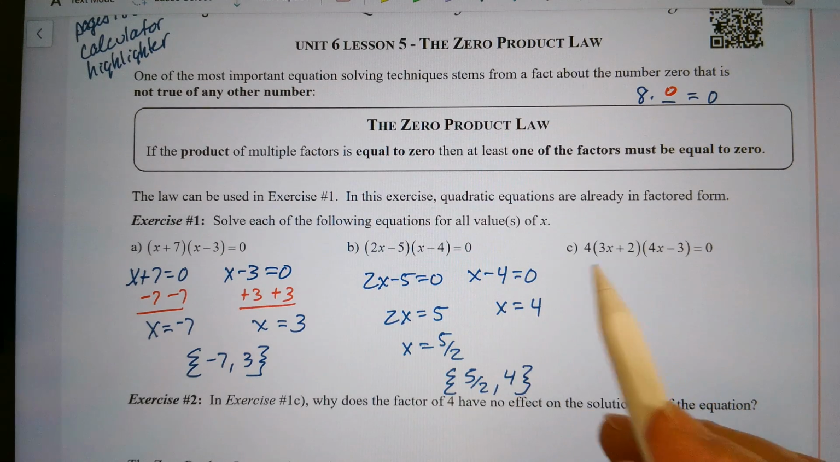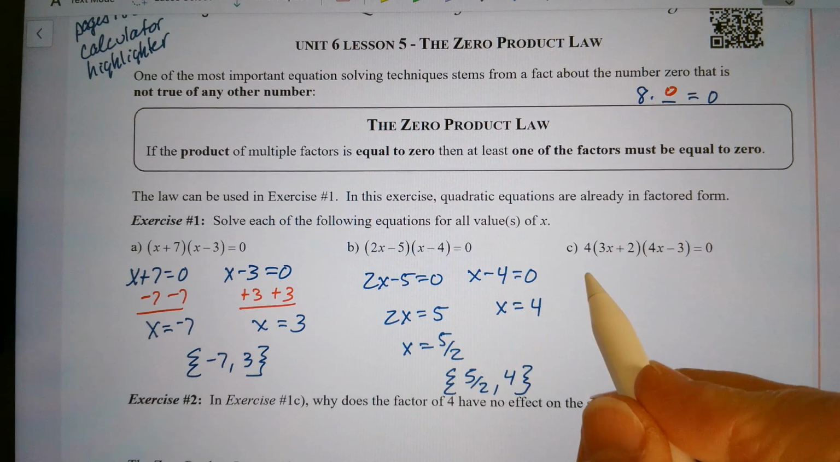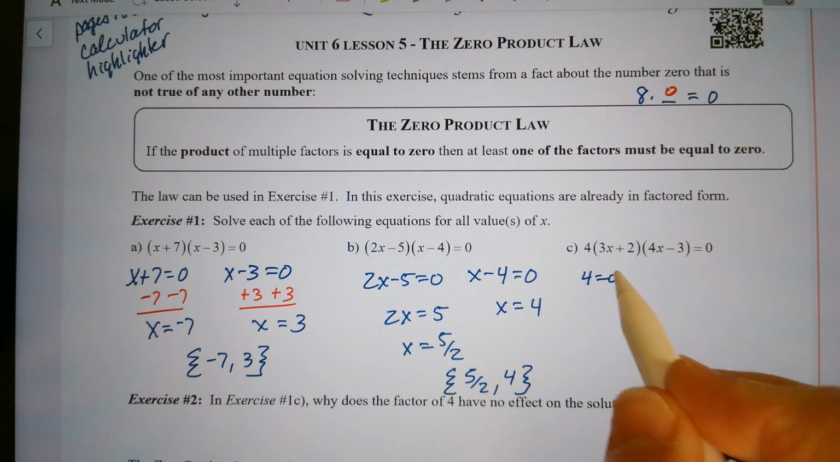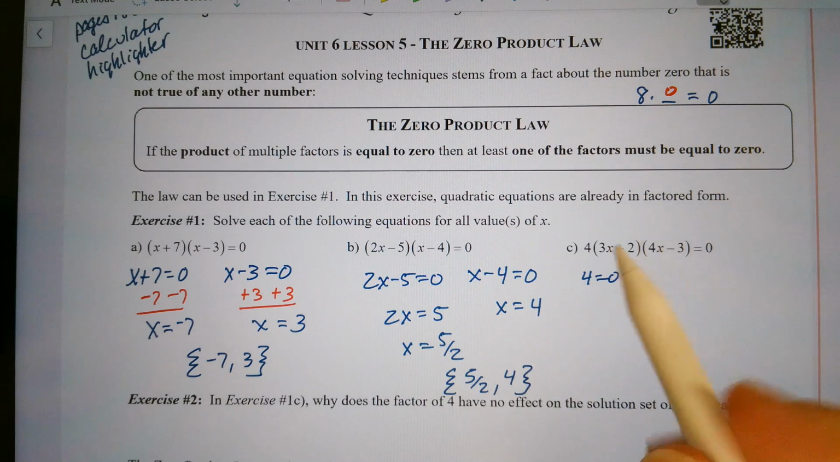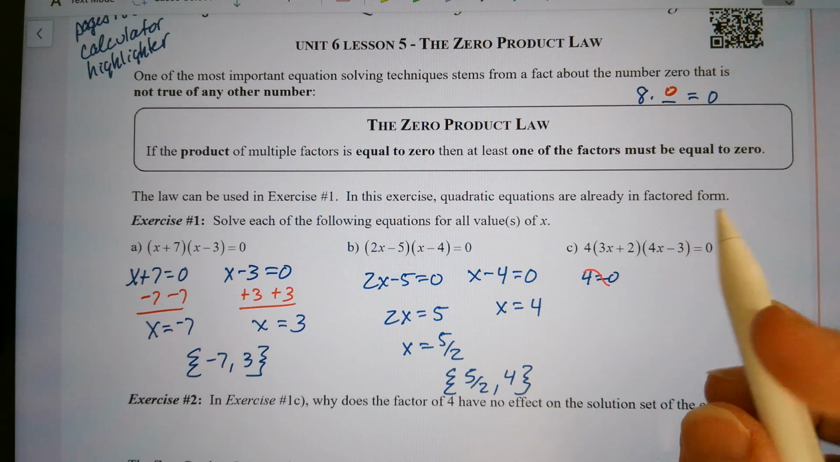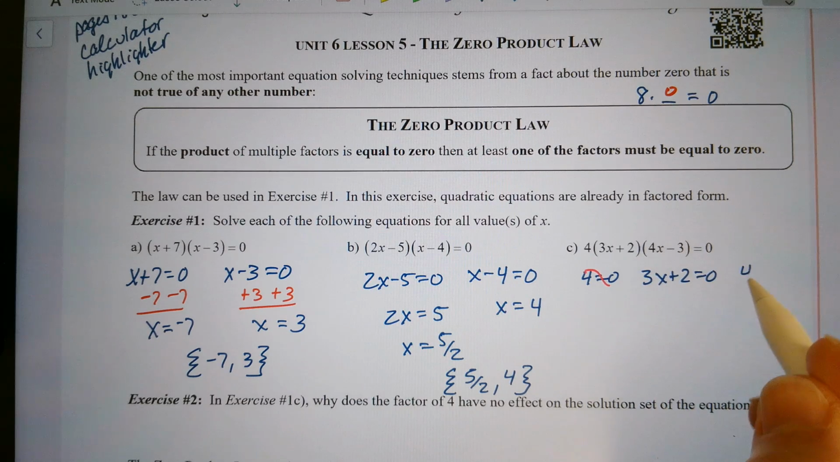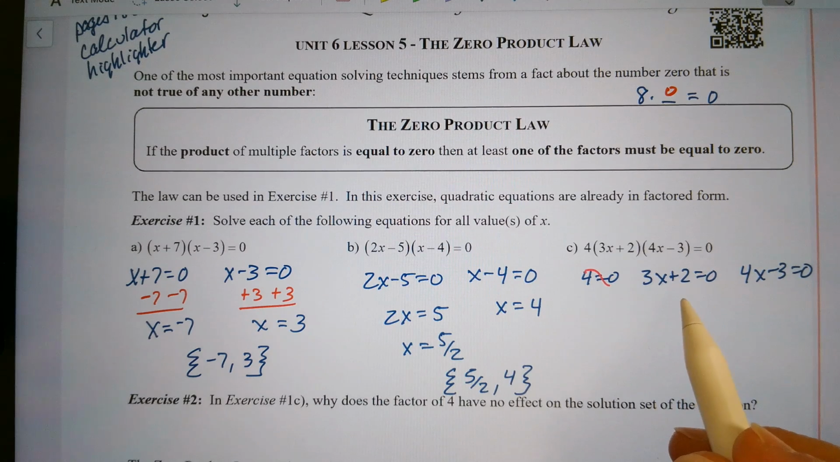Number C rather. We've got 4 times 3x plus 2 times 4x minus 3 equal to 0. So that means either the factor 4 equals 0, which is not a true statement, so I'll just cross that off, or the factor 3x plus 2 is equal to 0, or the factor 4x minus 3 is equal to 0. So now we solve each of these individually for x.